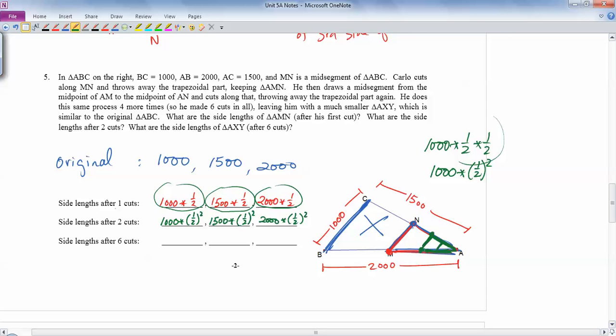So notice after one cut, it's 1/2 to the first. After 2 cuts, it's 1/2 squared. After 6 cuts, it's just going to be 1,000, and then you're going to have it 6 times. So it'll be times 1/2 to the 6th. Oops, 1,500 times 1/2 to the 6th, and 2,000 times 1/2 to the 6th.